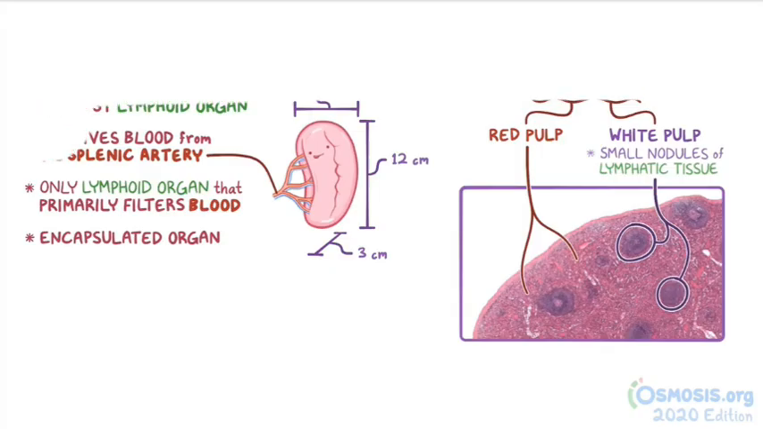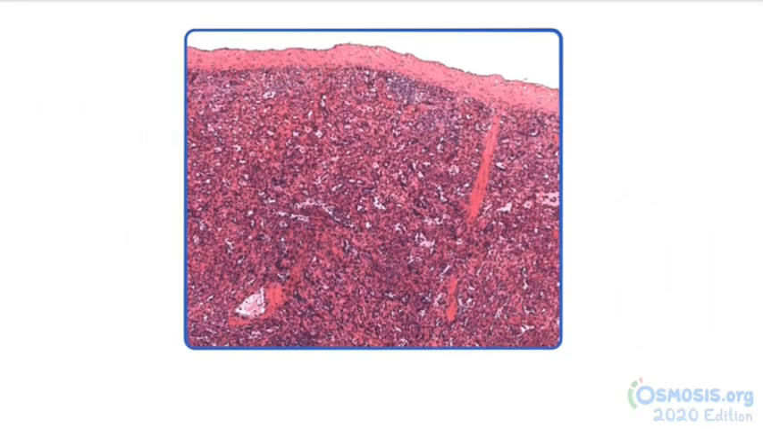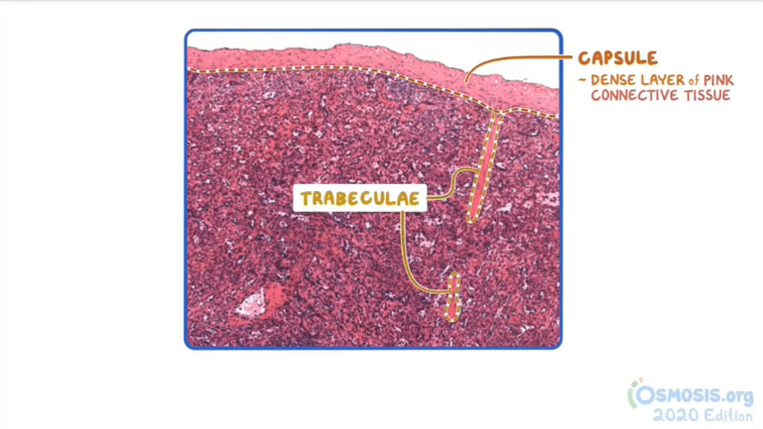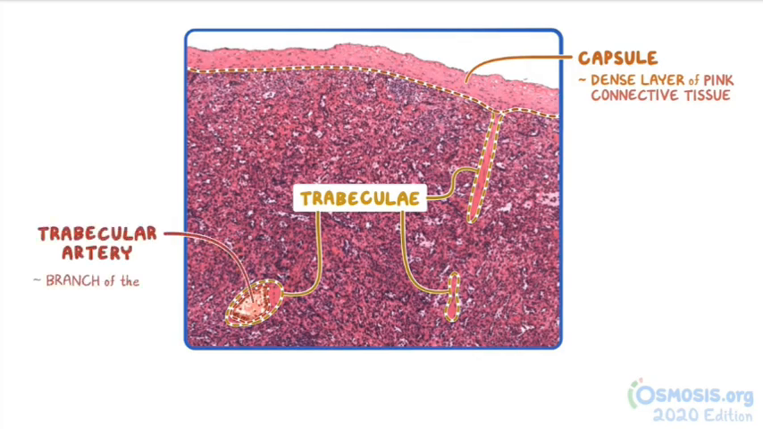If we take a closer look at the outer edge of the spleen, the capsule that surrounds the spleen is seen as a dense layer of pink connective tissue. The connective tissue also forms short extensions into the spleen called trabeculae. The trabeculae will also occasionally surround arteries as they enter the parenchyma of the spleen. These trabecular arteries are branches of the splenic artery. The remainder of the tissue seen in this image is the highly vascular red pulp.